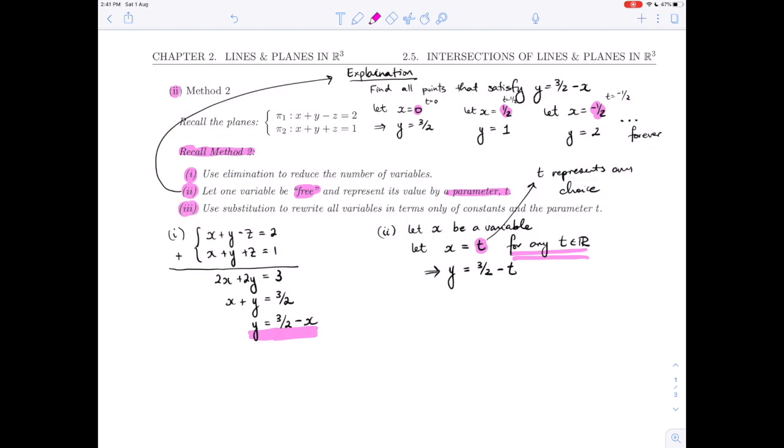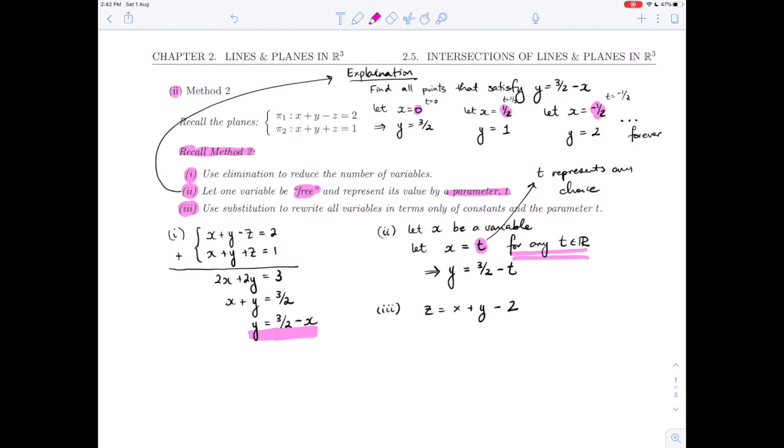We got rid of z, so let's go into the third step here, which is to use substitution to rewrite all of the variables in terms of the constants and the parameter t. So let's go back into one of the plane equations. It does not matter which one. I'm going to choose pi 1's equation. And if I solve for z, z is going to be x plus y minus 2.